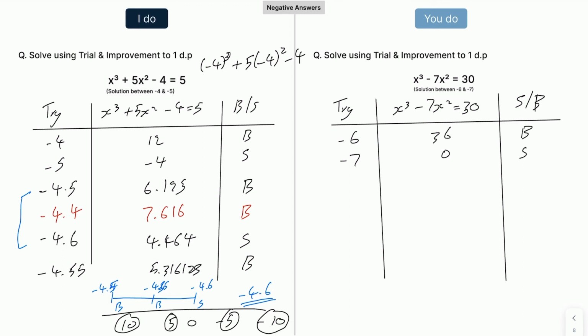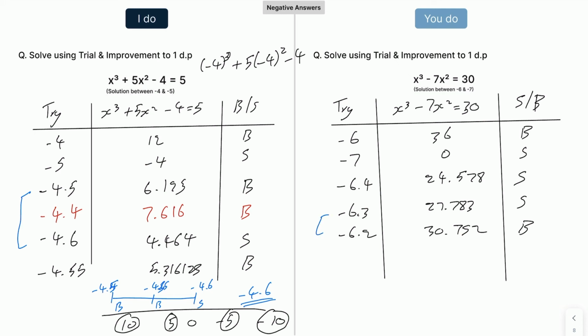And then I can see from this, it's closer to minus 6 immediately. So rather than going 6.5, I can just go 6.4 straight away. So that's 24.578, which is small. And then minus 6.3, which is 27.783, which is small. And then minus 6.2, which is 30.752, which is big. So I've trapped the value between these two.